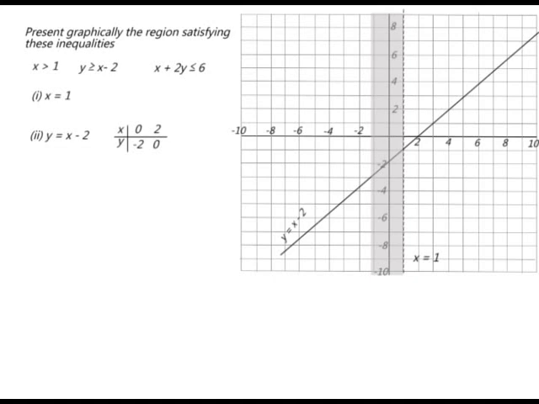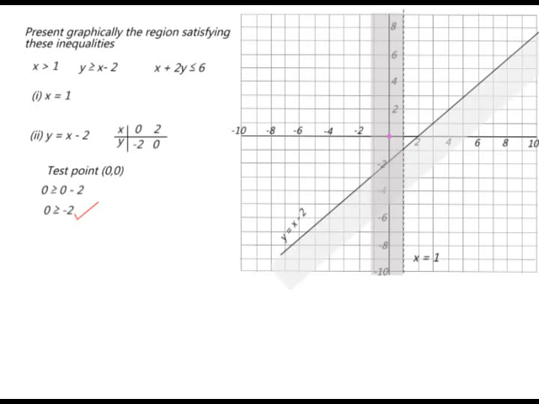Where do we shade? Take a test point, 0, 0. We substitute in y is greater or equal to x minus 2. We normally substitute in the inequality and not in the equation. And if we do that, 0 is greater or equal to 0 minus 2. 0 is greater or equal to minus 2. Of course, this is true. And so the point 0, 0 lies on the required side of the line. So we shade the other side.